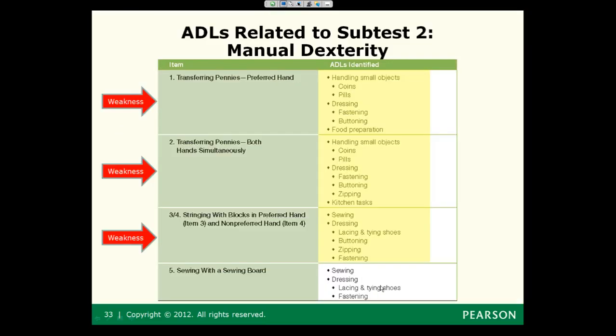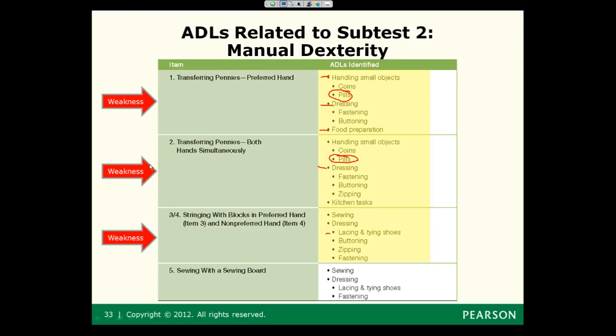When we look at manual dexterity, we did only see items that were relative weaknesses for her. So again, anything talking about using small items, but also then dressing would be a particular weakness for her. Any types of fastening, buttoning, or zipping, lacing and tying shoes would be a difficulty for her. If we knew that she took pills, that would start to concern me whether or not she'd be able to do the pills correctly. So we start to think that these are particular weaknesses for her based on her performance on the items.